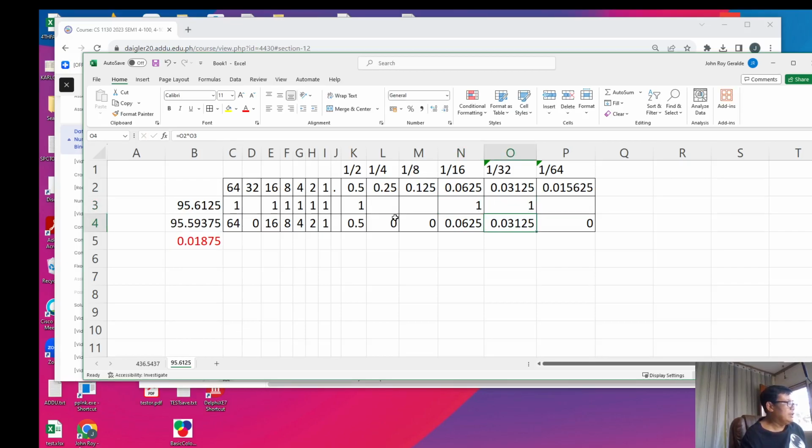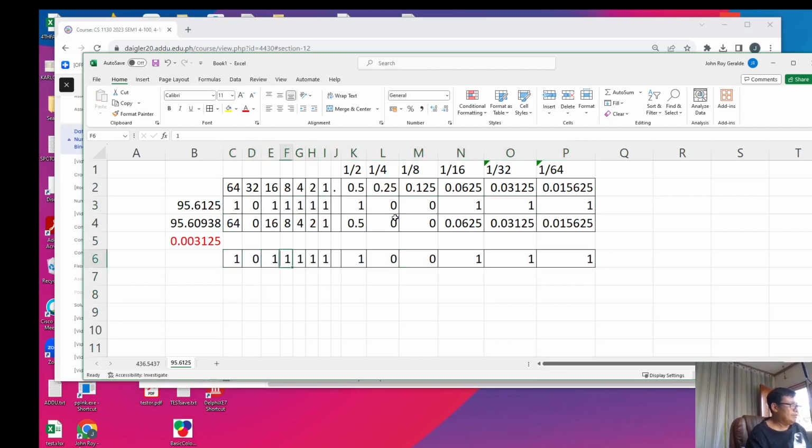Can we mark this? Yes. And can we mark this? Yes. And that's how much we can convert. So this is now our final answer. So we copy this. 96.6125 is equal to this in value. Okay.